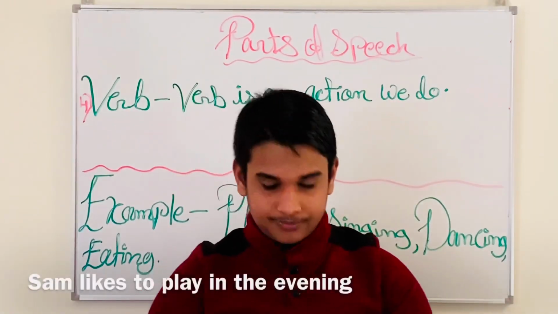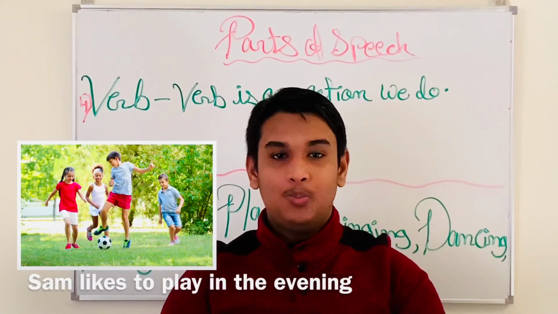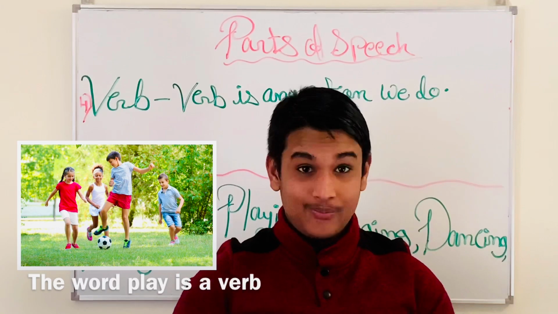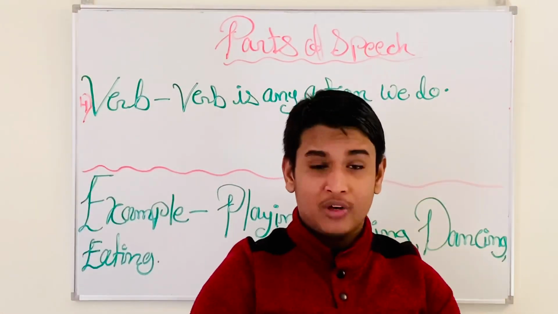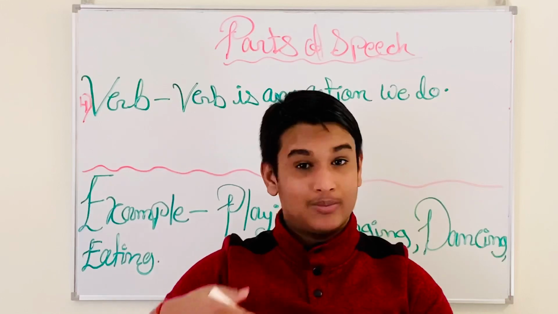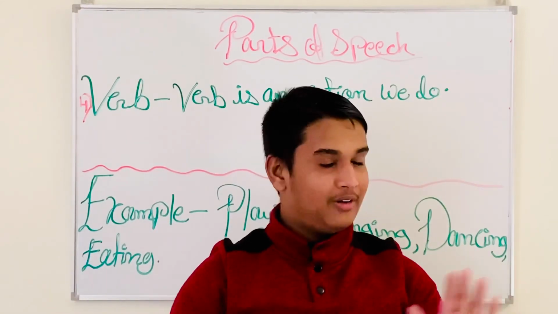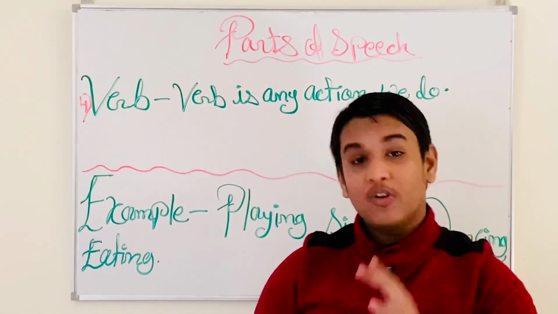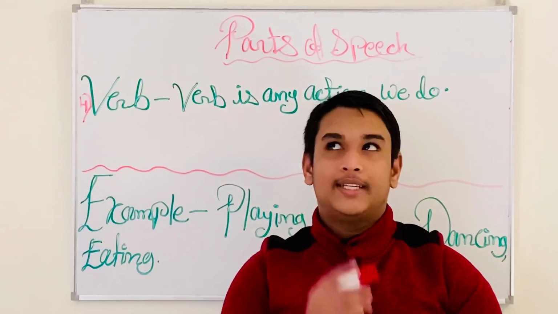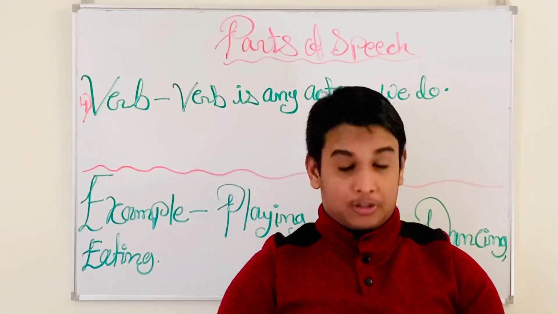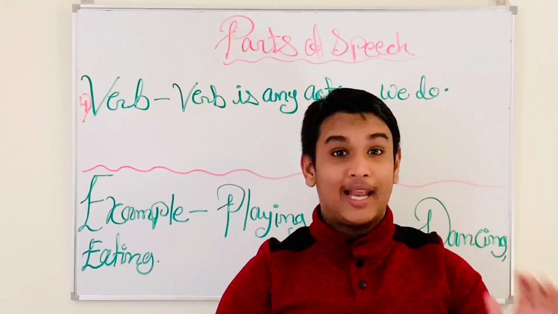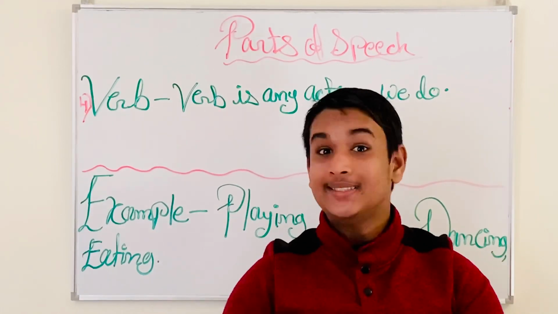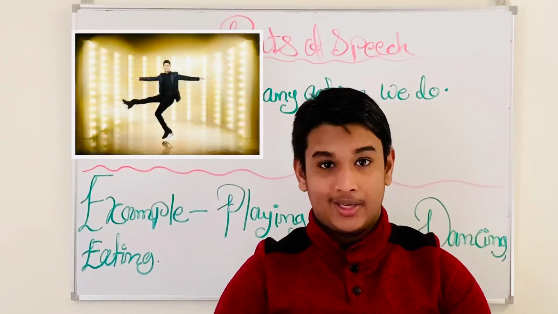For example, I'll say, Sam likes to play in the evening. The word play is a verb. And related to verb, there are tenses and a lot of topics. But we are not going to learn them here. I will make a separate and detailed video about it. Let me give you another example. Sam likes to sing. Sam is doing an action. He's singing. Singing is a verb.